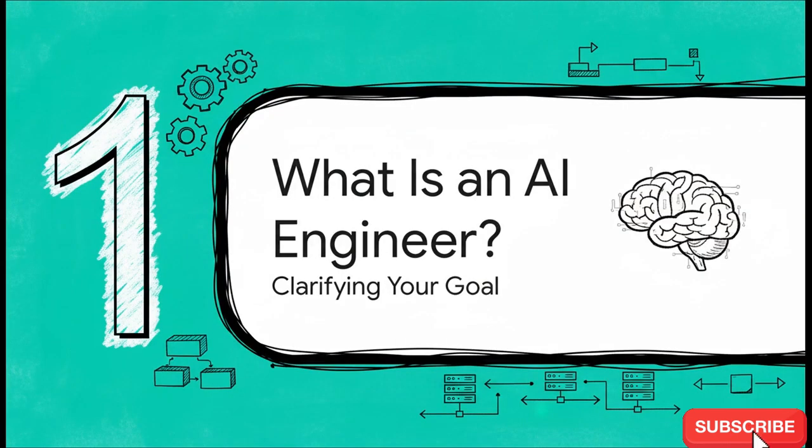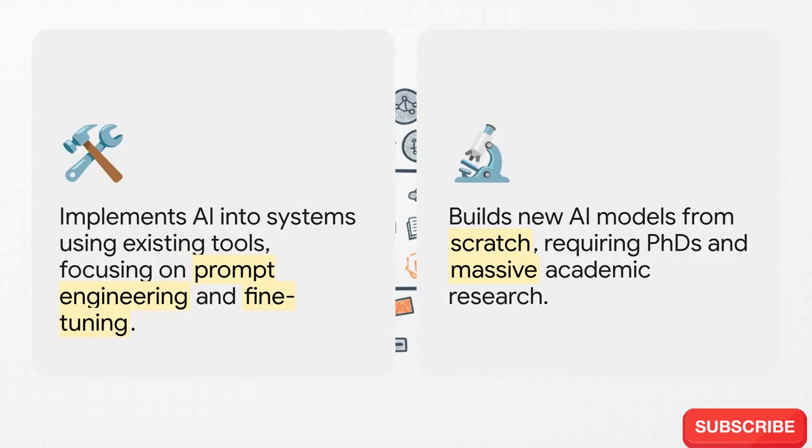First things first, we need to know what we're aiming for. The title AI engineer can mean a lot of different things to different companies, so let's get on the same page. Now this slide is super important because it draws a clear line in the sand. We're talking about the practical AI engineer. We are not talking about the PhD researchers at places like OpenAI who are building the next GPT from the ground up. Nope. We're focused on the engineers who take these incredible models and actually implement them into real software systems, using amazing tools to solve real-world problems.